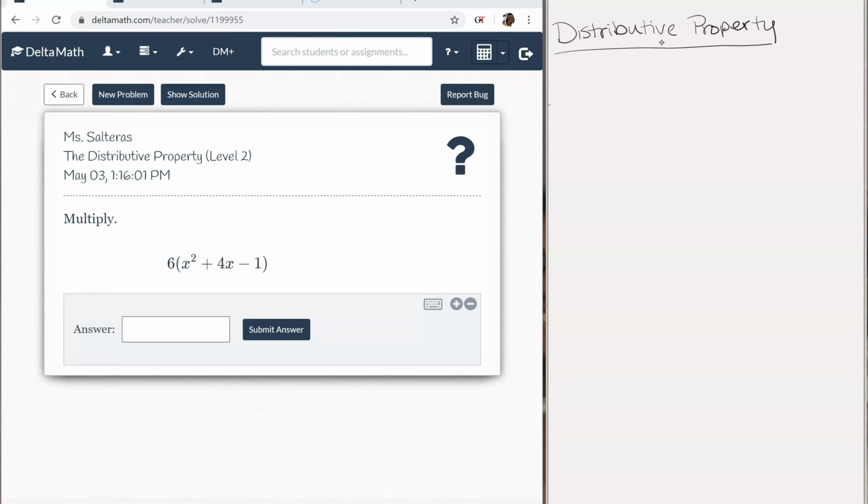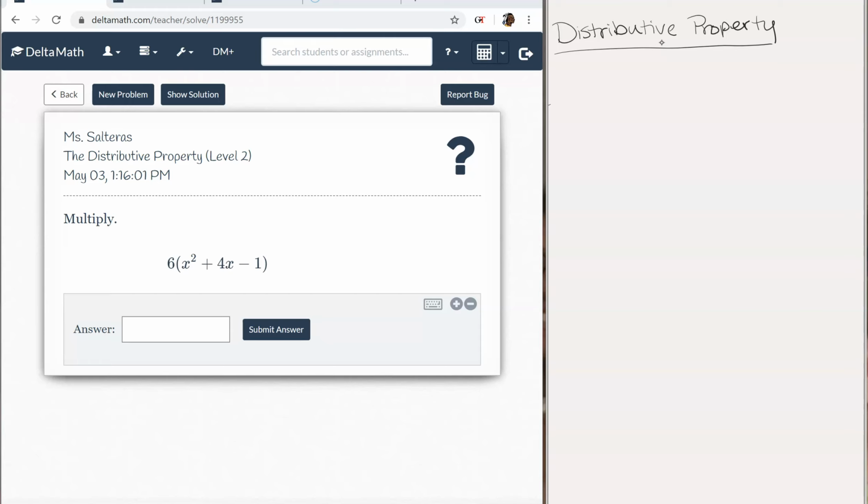Hi guys, so we're going to go over 3 examples for the distributive property of polynomials. All right, so I have it set up so that it's the easiest to harder, in my opinion. We're going to start off with just a constant. You're just multiplying, all right?